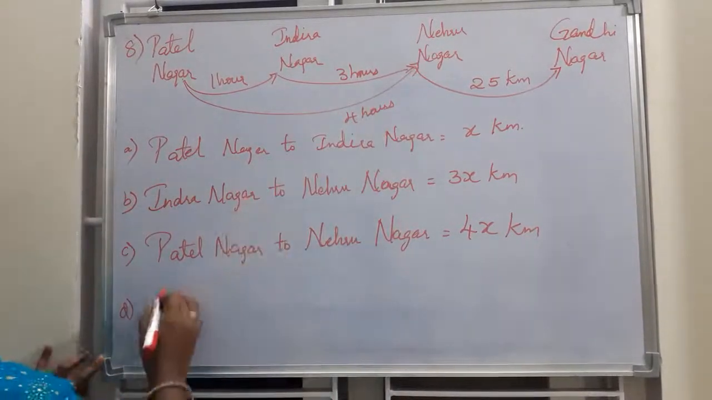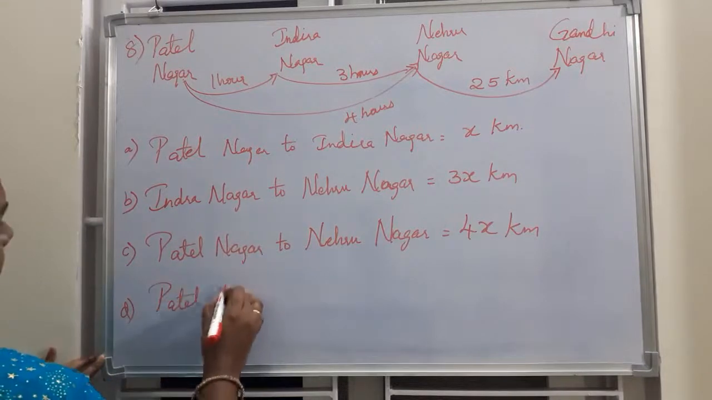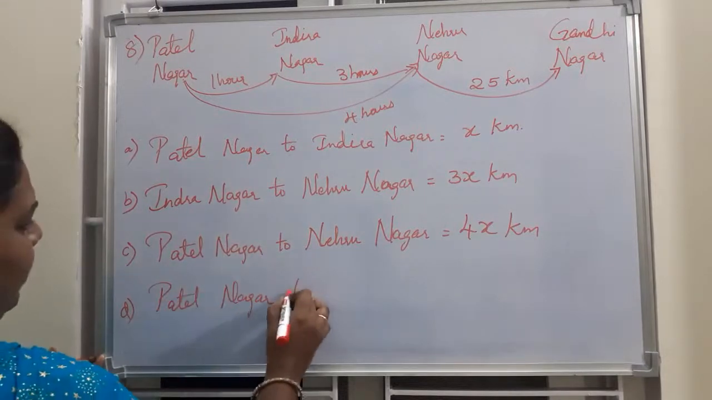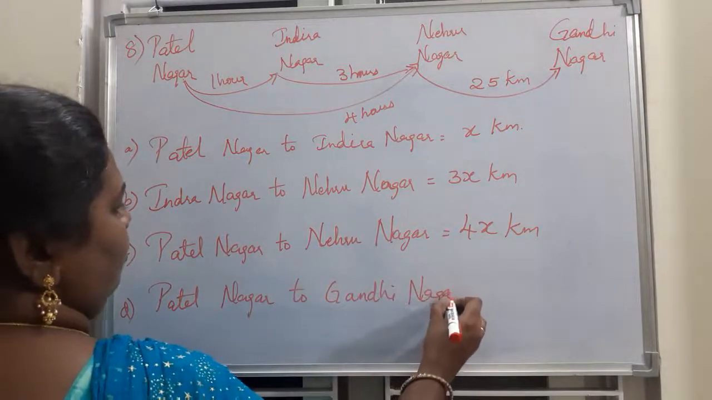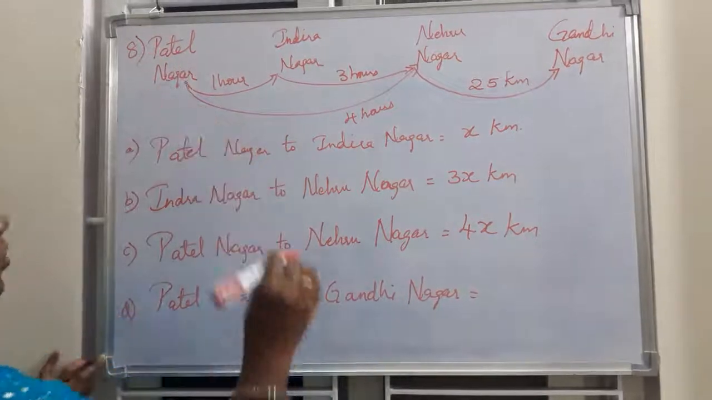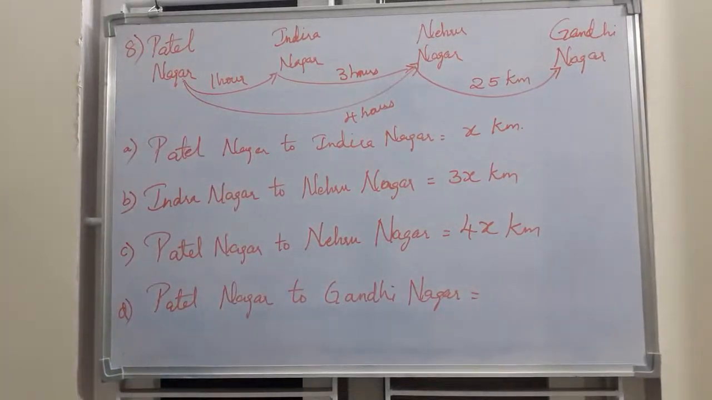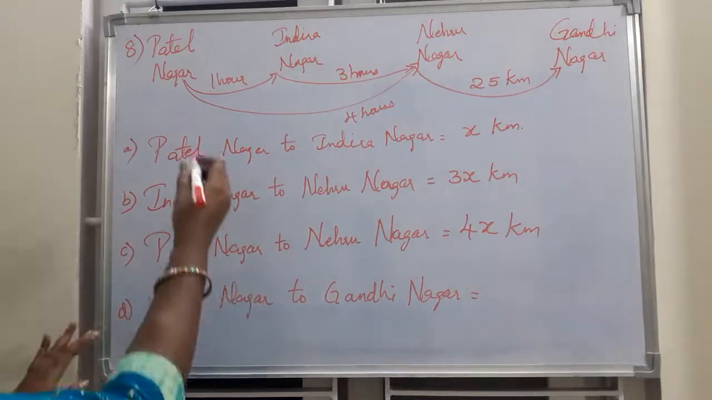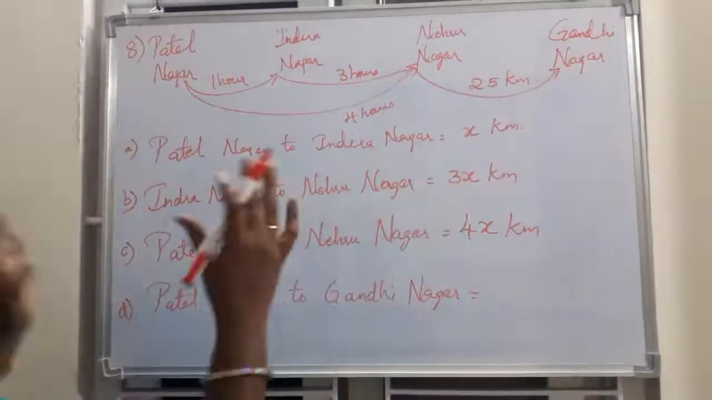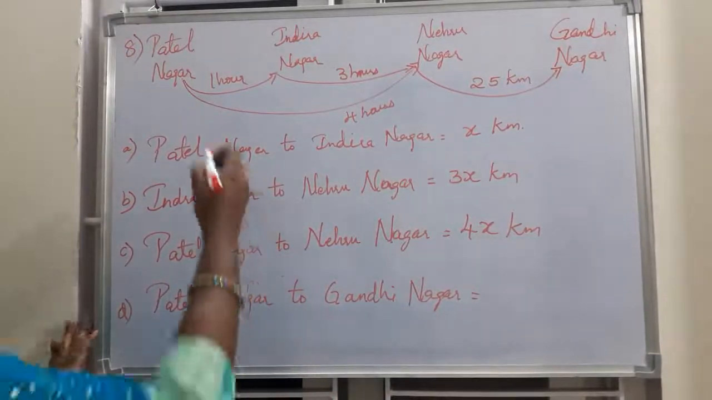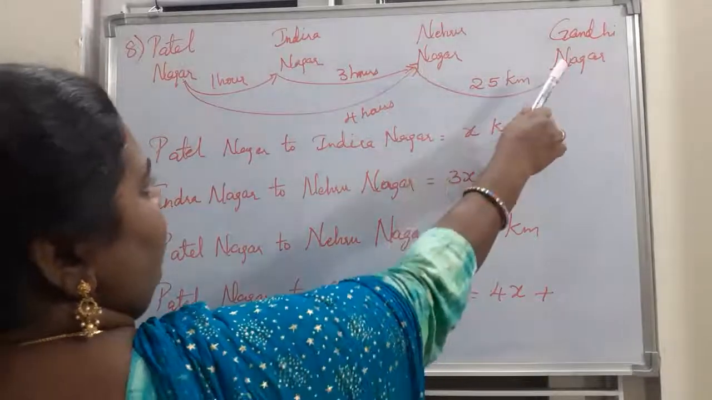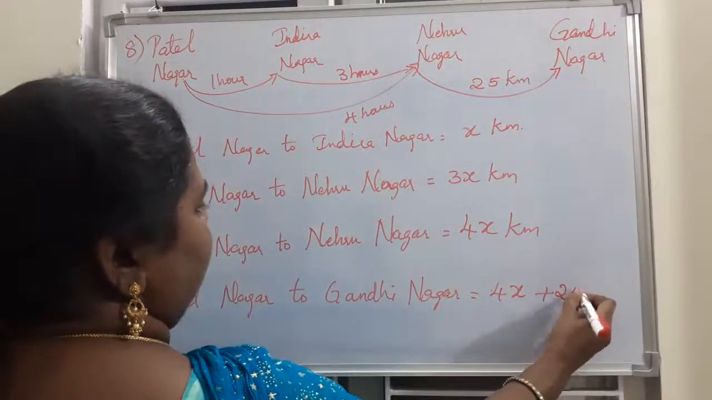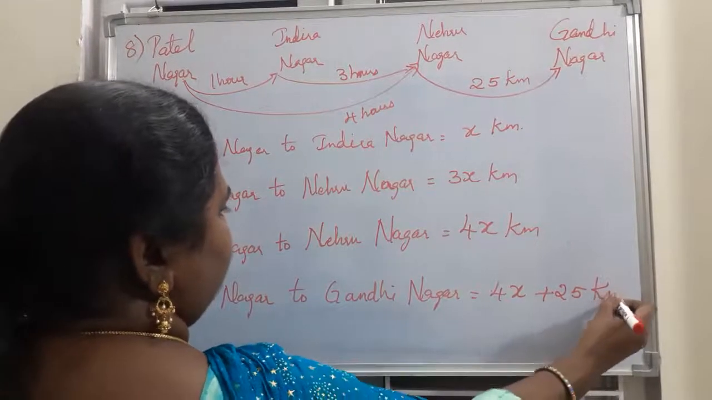Next, last bit. Distance from Patel Nagar to Gandhinagar. Now directly we don't have any number. Actually from here to there you should get one number. But since we don't have it, from here to Nehru you have 4x, plus this distance what he told, 25. So that much, 4x plus 25 kilometers.